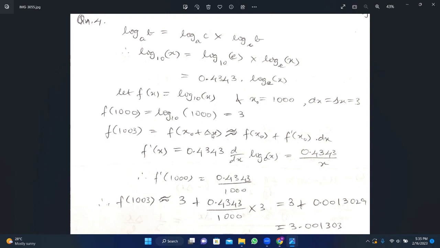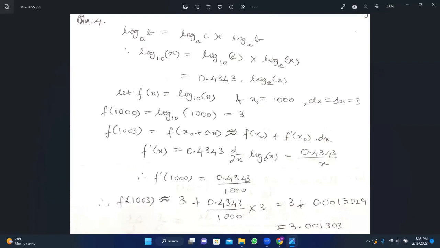That is, f of x naught plus delta x is approximately equal to f of x naught plus f prime of x naught into dx. Here, f prime of x, when we do the differentiation, we get 0.4343 coming outside, and d by dx of log x is 1 by x. So f prime of 1000 is 0.4343 divided by 1000.